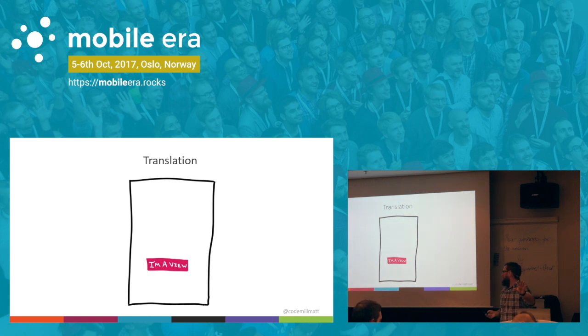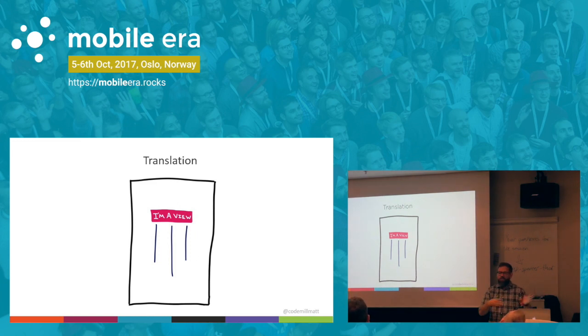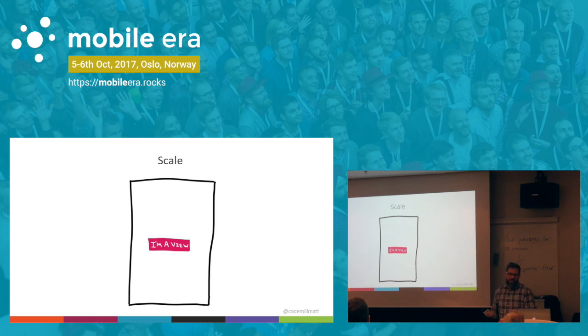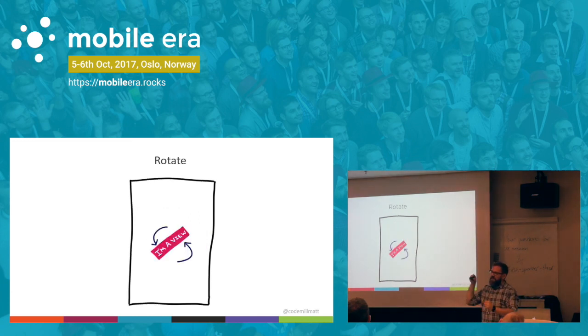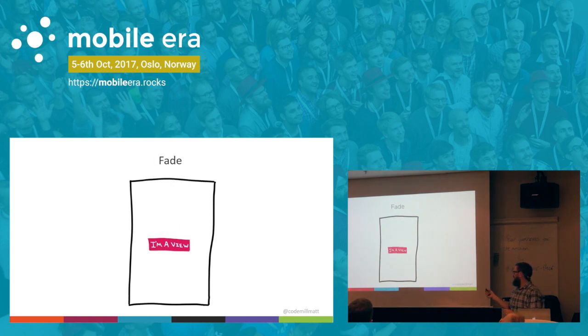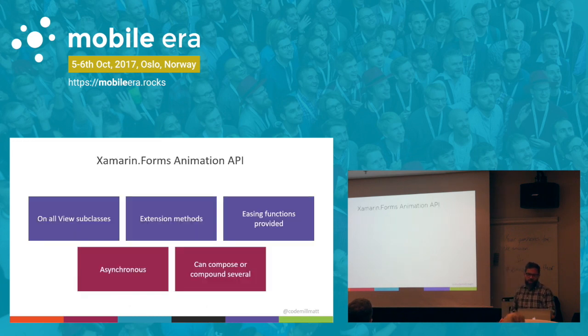So the built-in part of Xamarin.Forms has four APIs that you can use. There's translation, which takes a view and can move it up, left, right, or diagonally at the same time. We have scale, which we can take and make bigger. Rotate, which goes around the Z-axis coming out of the screen. And you also have fade, which can take a view and just decrease the alpha channel on it. There are some additional attributes as well.